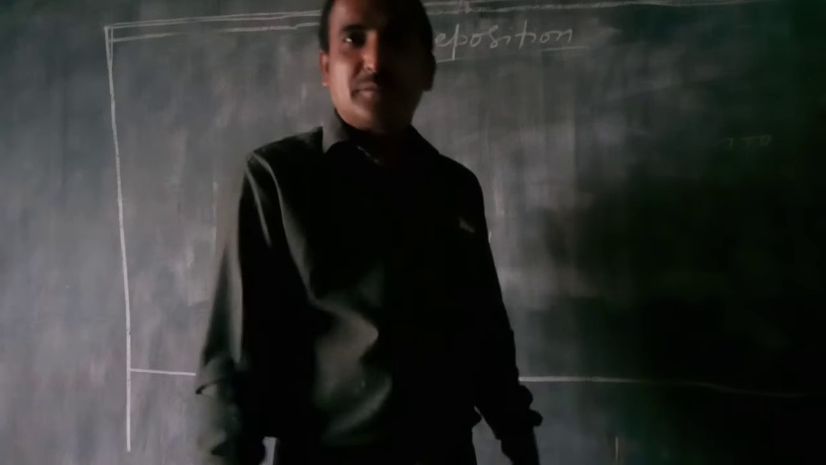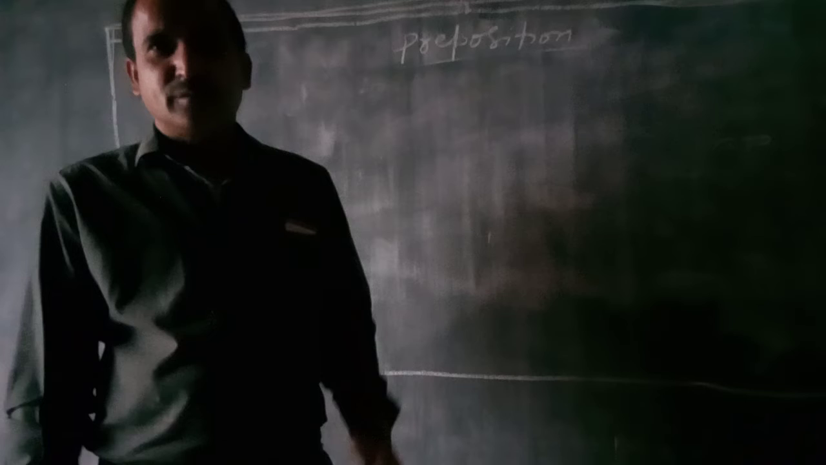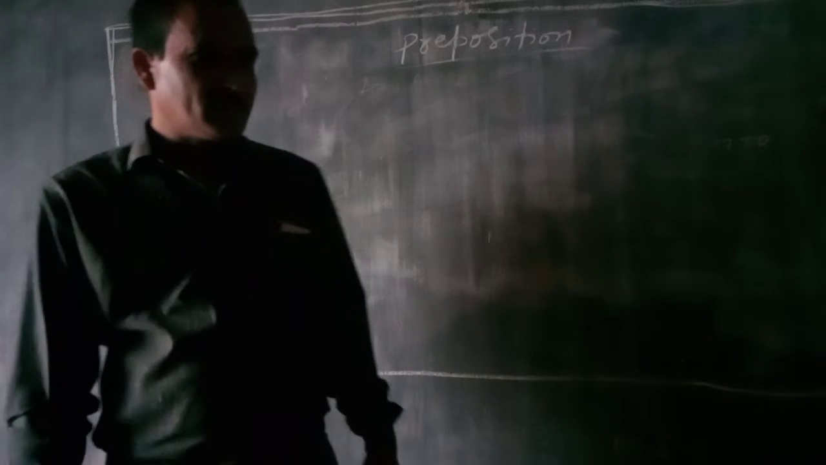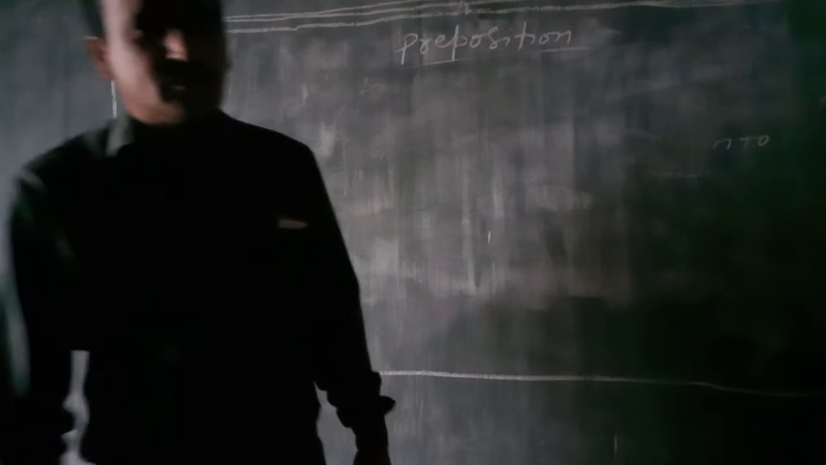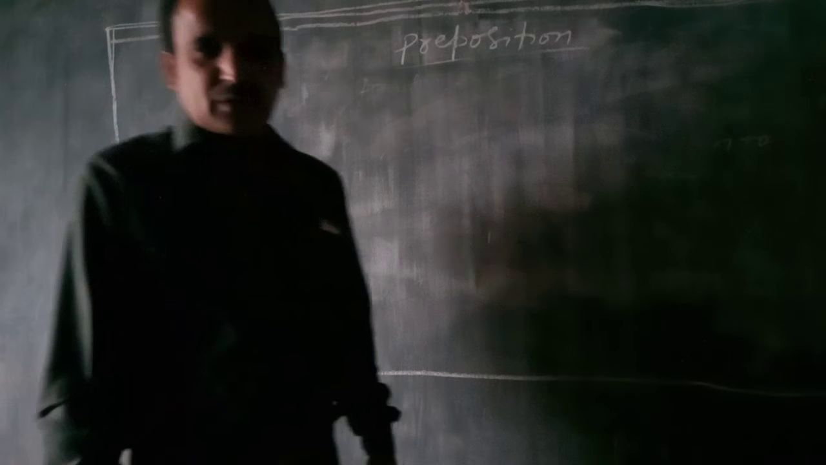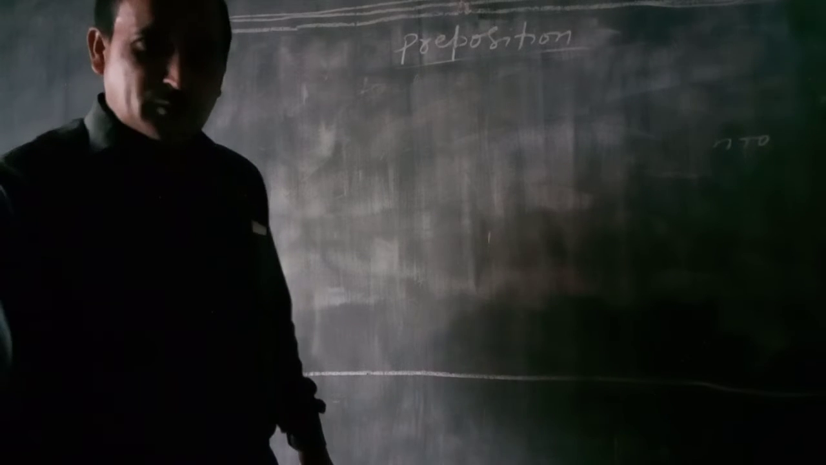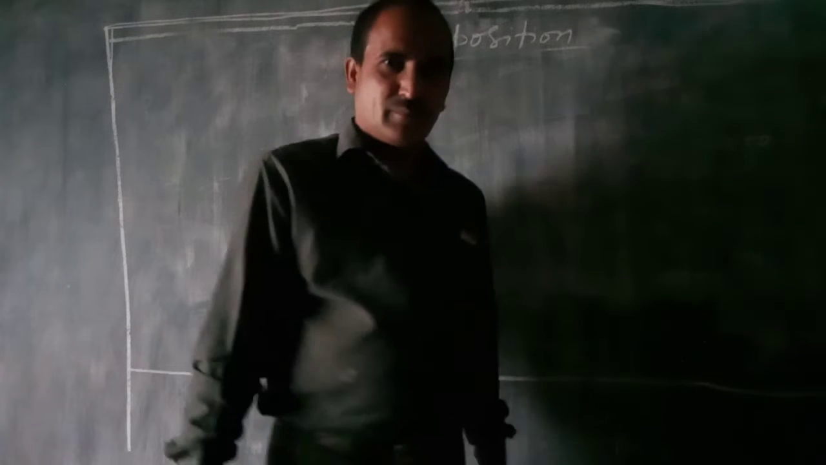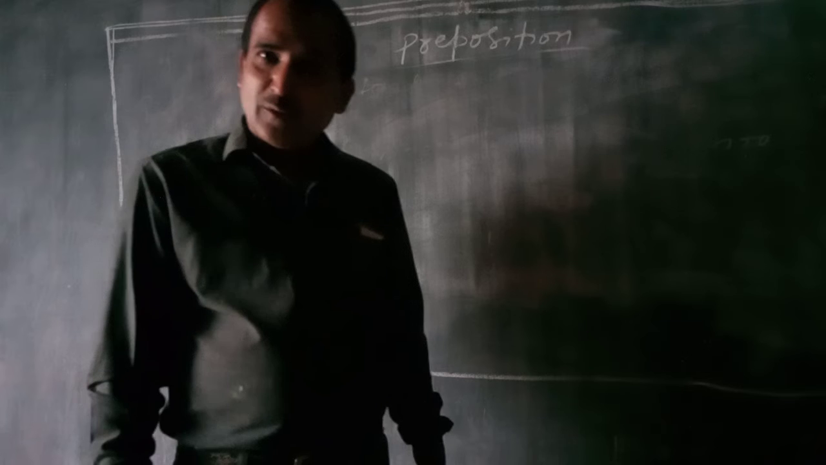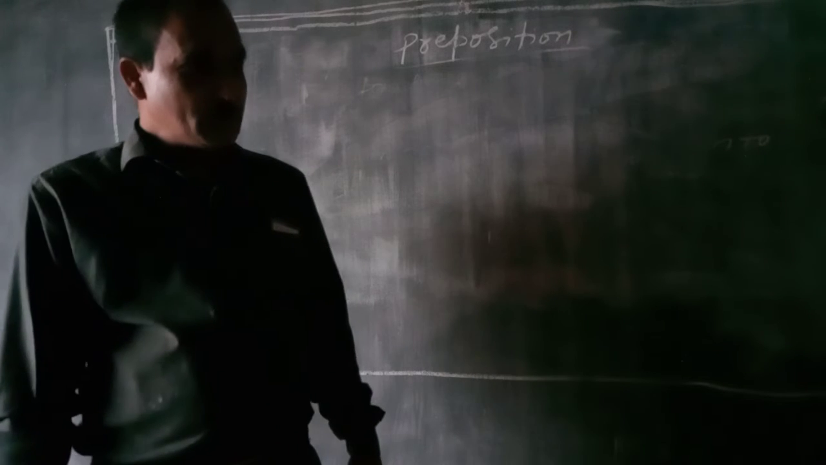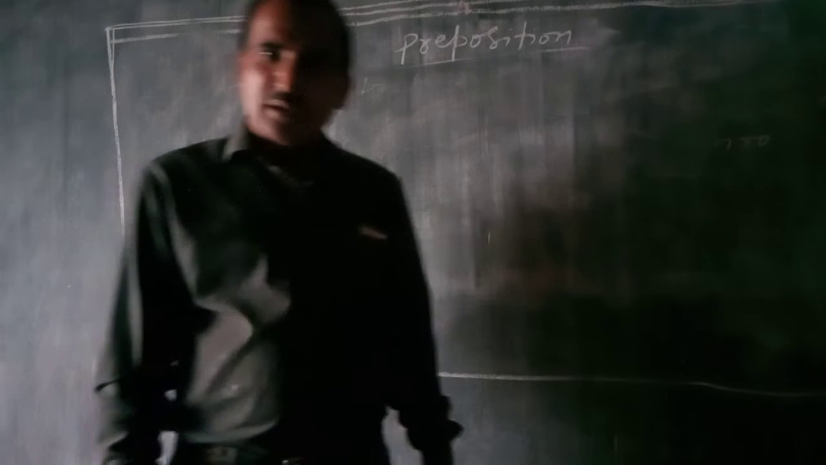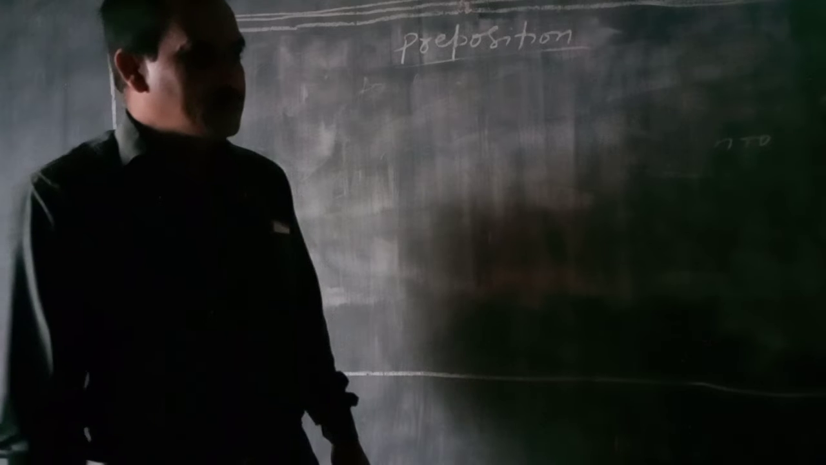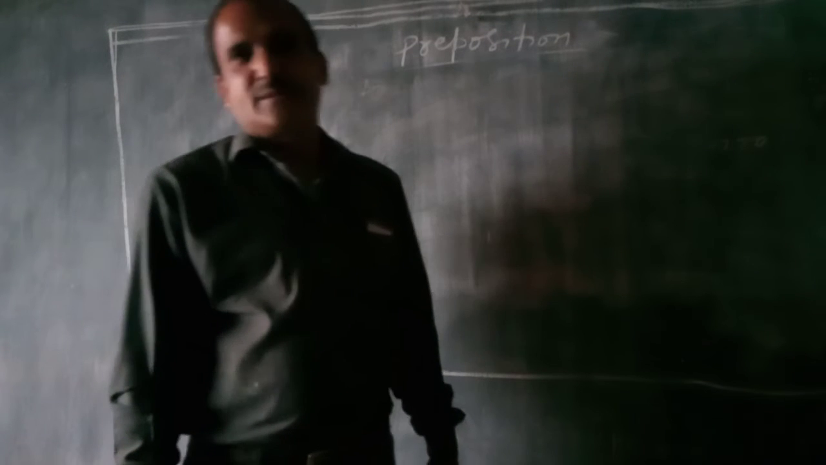A preposition is a word which is used before a noun and pronoun to show the relation between other words in a sentence. If you want to copy this definition, then you may write. Now I am going to repeat this again. A preposition is a word which is used before a noun and pronoun to show the relation between other words in a sentence.